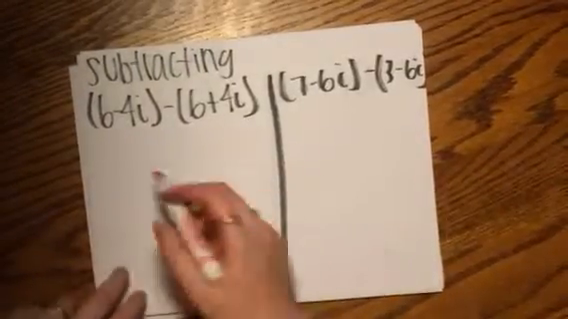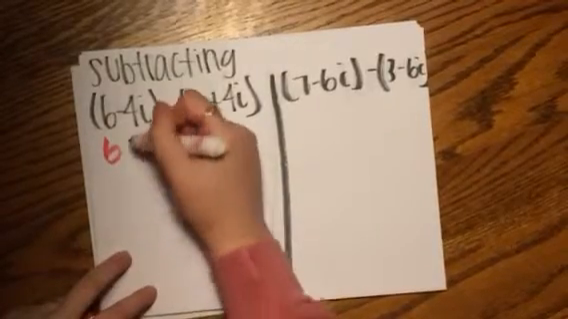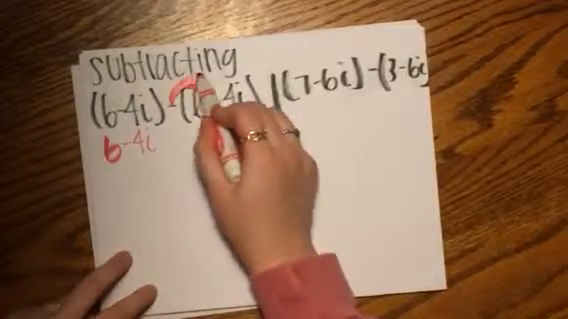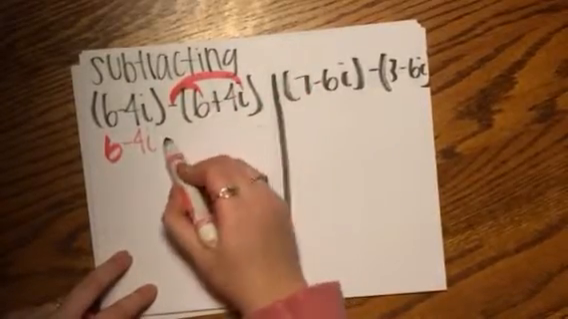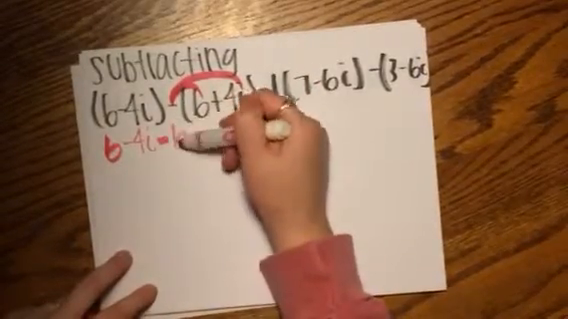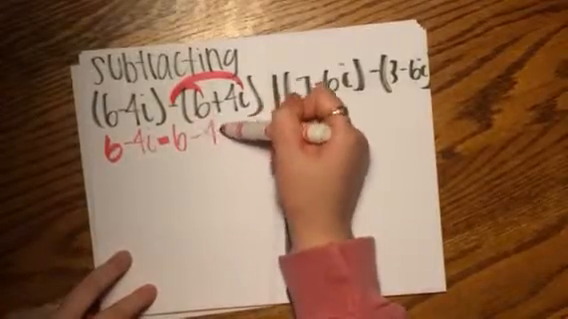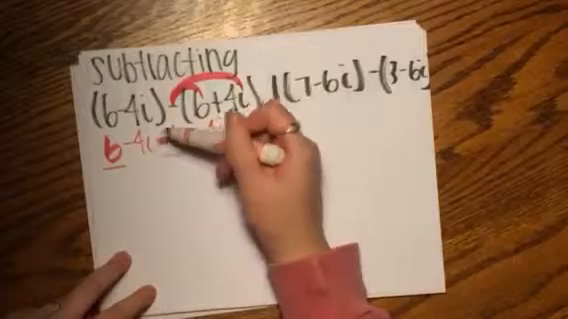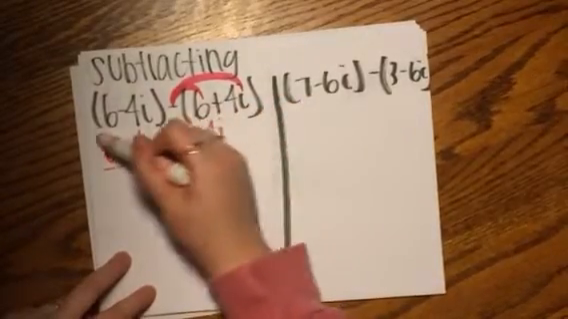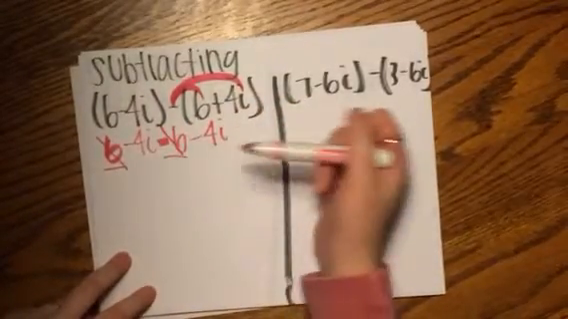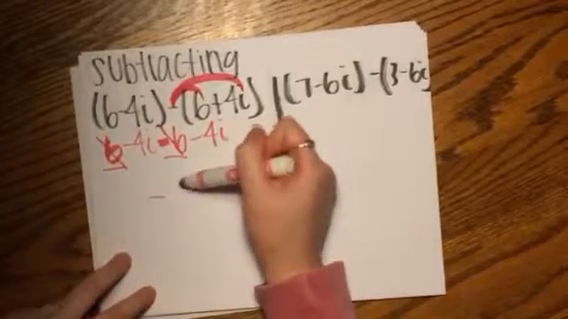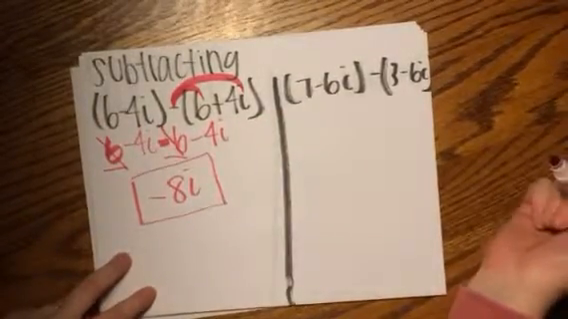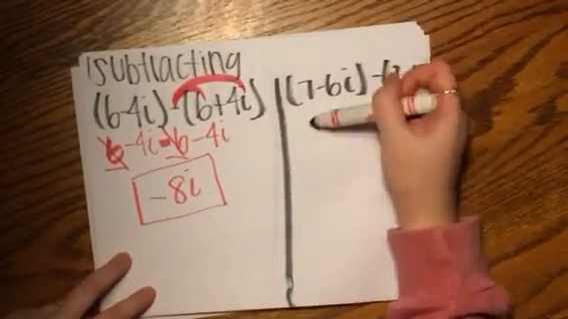Okay, so for subtracting, we're going to have 6 minus 4i. And then we're just going to distribute this negative right here. So minus 6 minus 4i. Going to combine like terms. 6 minus 6 gives us 0, so those two cancel out. And then we're going to have negative 4 minus 4, which gets us negative 8i. And that's our answer.